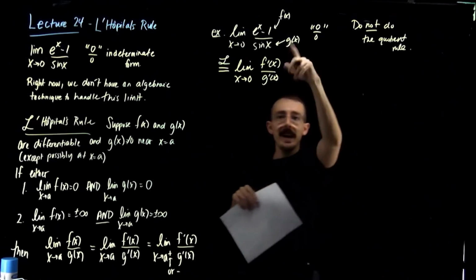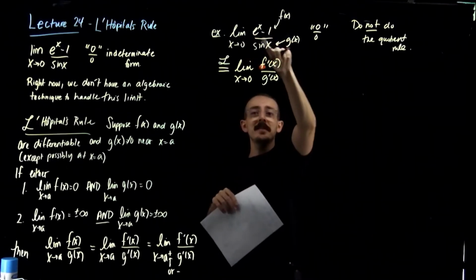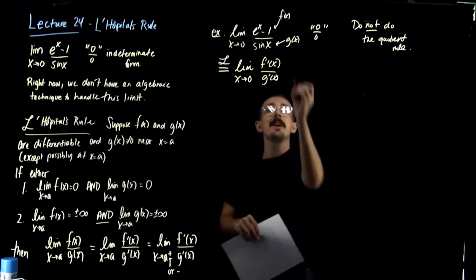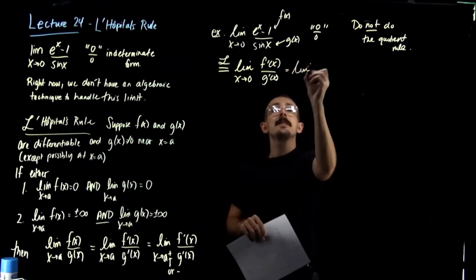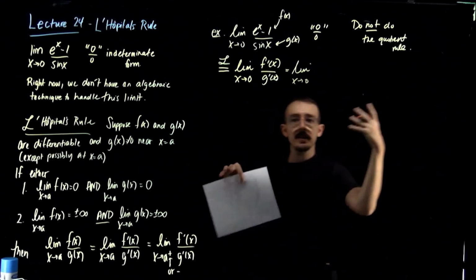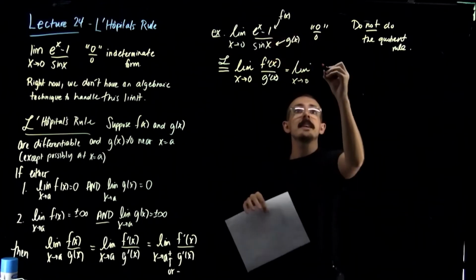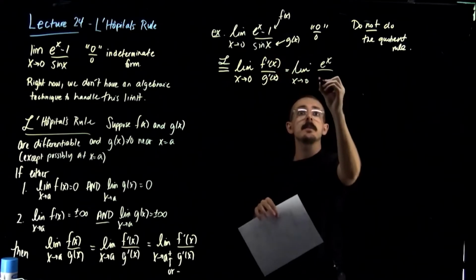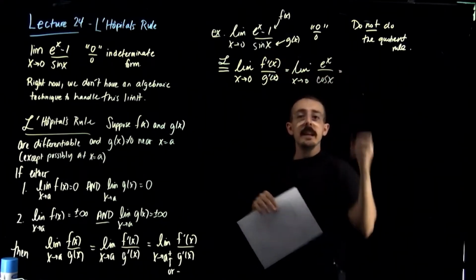We are not going to do low d high, high d low here. You just take the derivative of each piece separately. It's a much easier problem than doing the quotient rule. So what is the derivative of the numerator separately? Well, it's going to be e to the x. What's the derivative of the denominator separately? It's cosine of x. And now we try again.